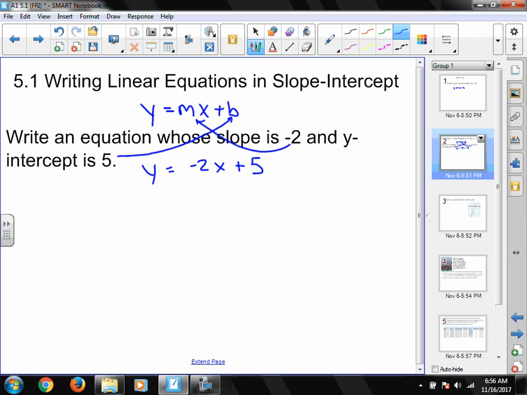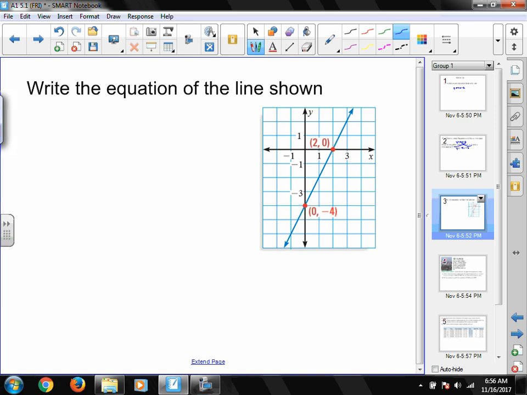Another way that I could show this to you is I could write the equation of the line shown here, give you this graph. So there's a couple different ways we can do this. The first, we need, first of all, y is equal to mx plus b. So we need to find our slope, we need to find our y-intercept. So we could use our slope formula, or we could use our rise over our run.